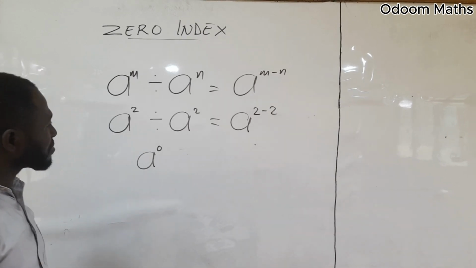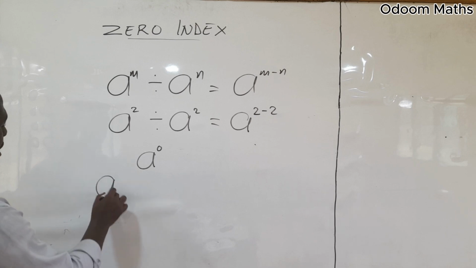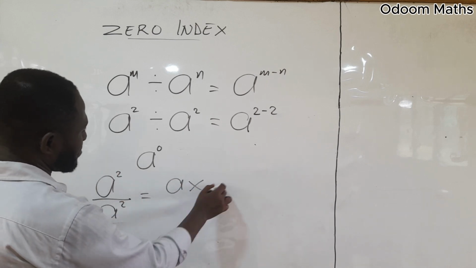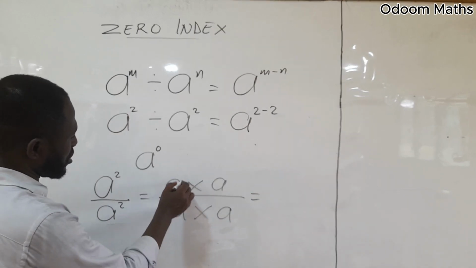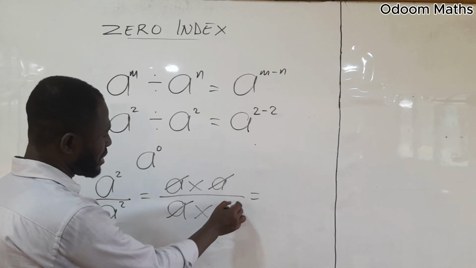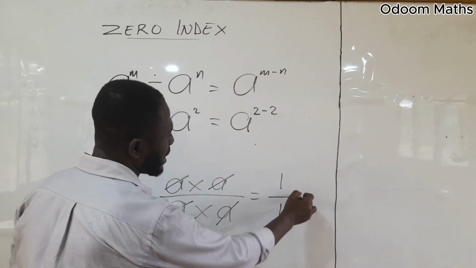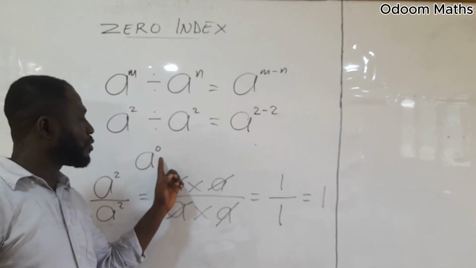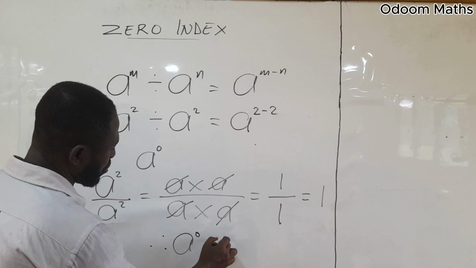Now let's rewrite this in another form. a to the power 2 divided by a to the power 2 is the same as a times a over a times a. So this into itself is 1, and this into itself is 1. We have 1 times 1, which is 1, then 1 times 1 again, which is also 1. So it means that any number to the power 0 is 1. Therefore, a to the power 0 is equal to 1.